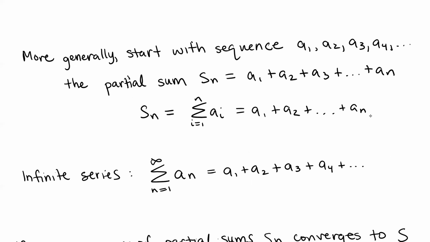Now, let's think about, instead of just adding up to n, let's add forever and ever and ever. So then this creates what's called an infinite series. And now we're just adding more and more and more terms. We're never going to stop adding terms. So we'll write this infinite series as the sum from n equals 1 to infinity of an. So this is our partial sum, Sn, and then this is our infinite series. So if we think about this, this is like, if we take the limit as n goes to infinity of Sn, then we get this infinite series here.